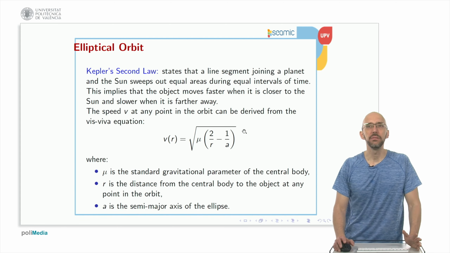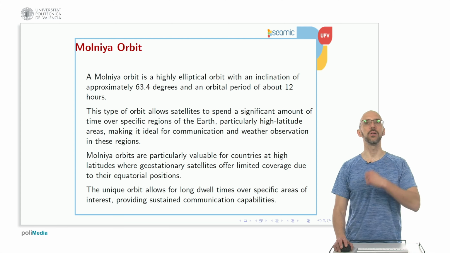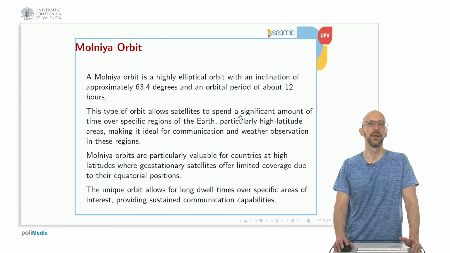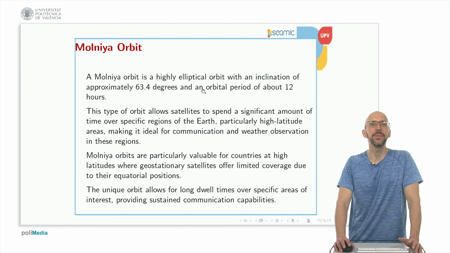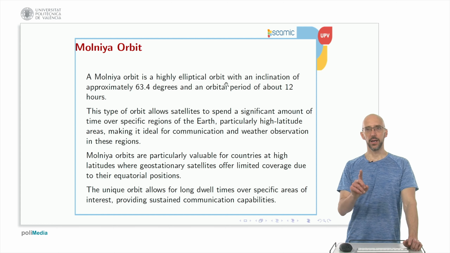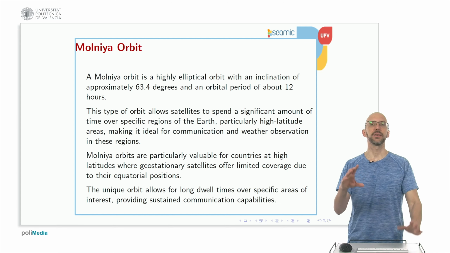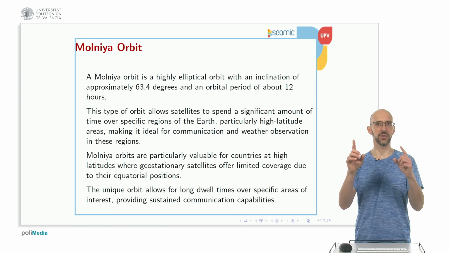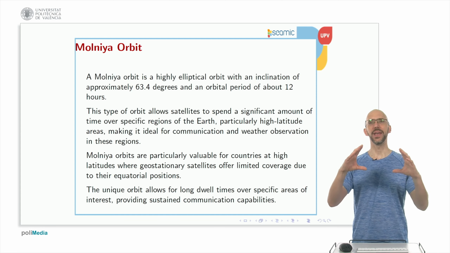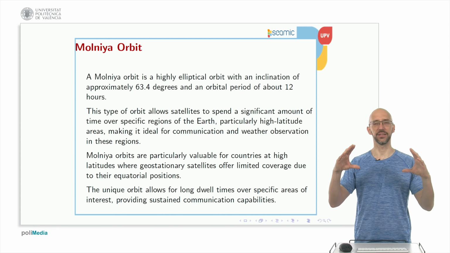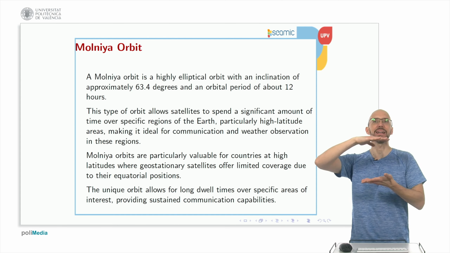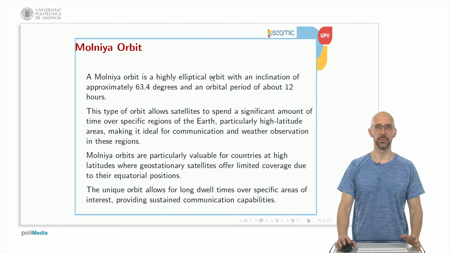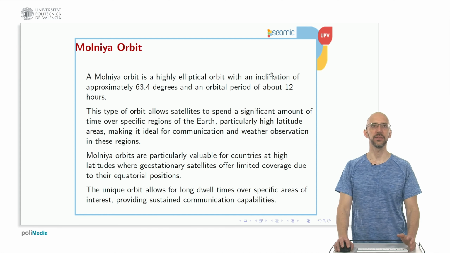Okay, can we give an example of an elliptical orbit? Yes. For example, the Molniya orbit. A Molniya is a highly elliptical orbit. An important fact of ellipses is the eccentricity. Eccentricity moves between 0 and 1. The higher the eccentricity, the flatter the ellipse. In this case, we have a highly elliptical orbit. It's very, very elliptical in this case.